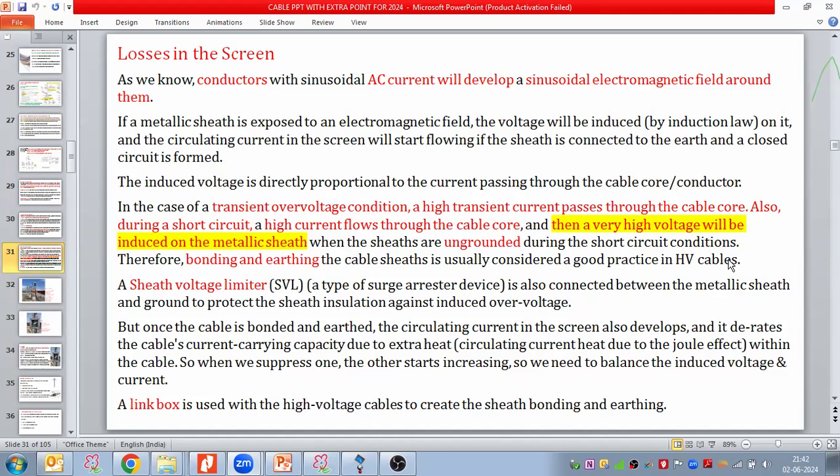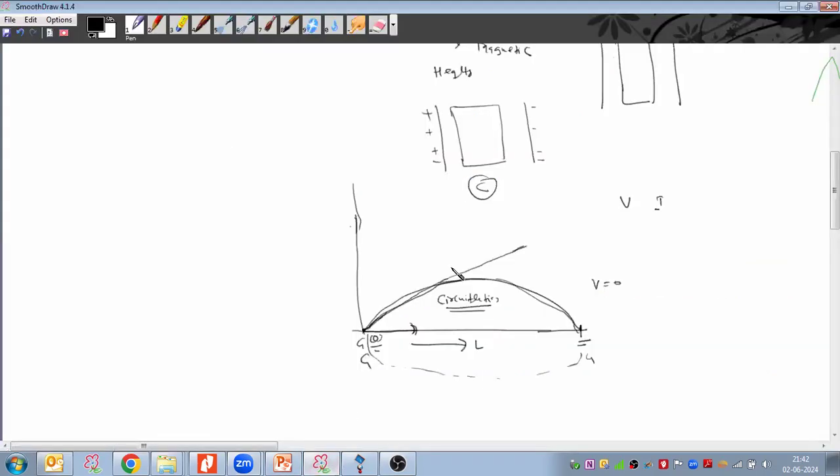Sir, in case of ungrounded, circulating current is not produced in that condition. Yes, it will not flow circulating current. But current is not flowing, so what is happening? Your voltage is a floating voltage, and your voltage is higher. Voltage is inducing, it is not getting any path, but voltage is inducing.